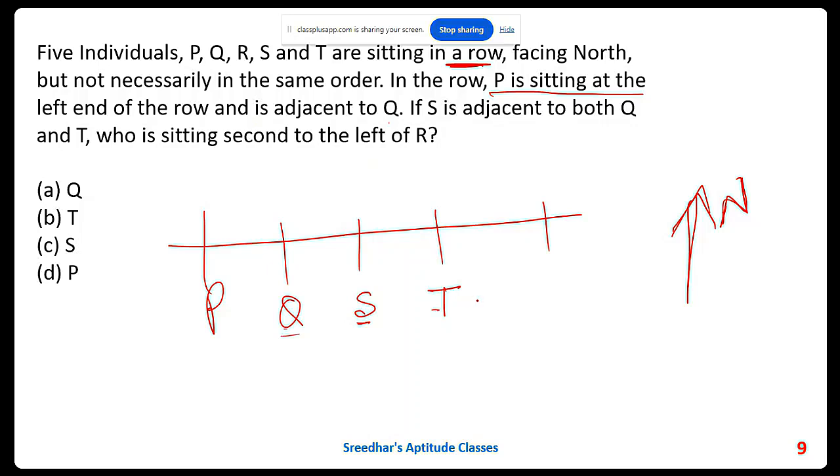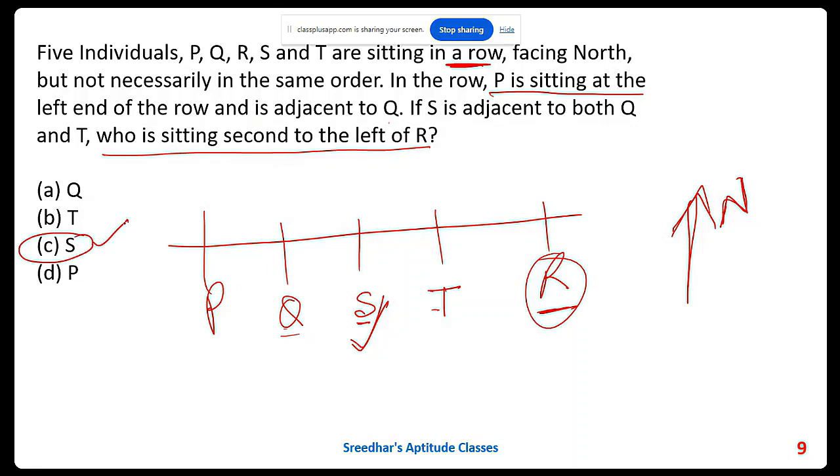Then who is the only person left out now? R. Then you are asked to find who is second to the left of R. Who is second to the left of R? Here is R. Second to the left of R is S. So therefore answer C, S. As most of you responded, yes, the answer is absolutely S. Second to the left of R, not to the left of R, second to the left of R, which is S.